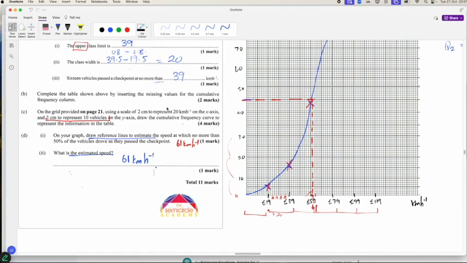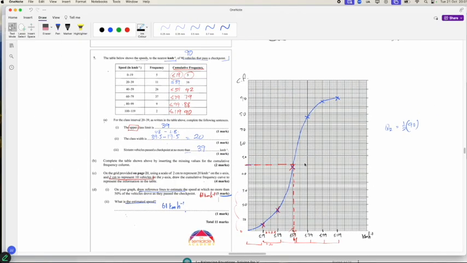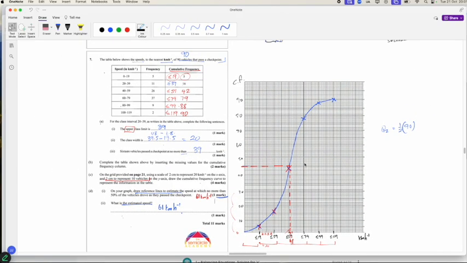So you can see here you get 1 mark for these reference lines. All right. Any questions on this one here? No, sir.